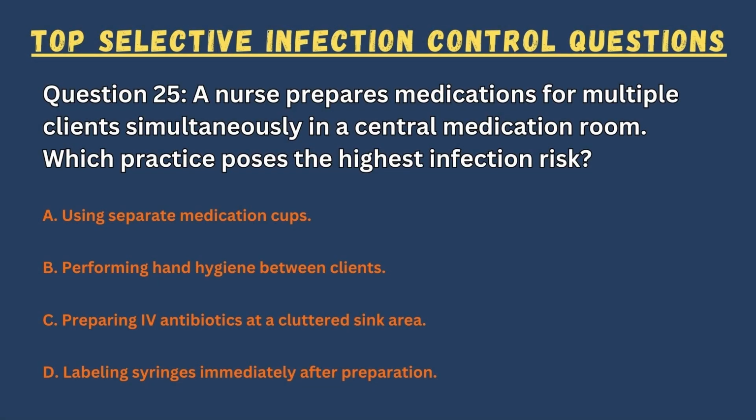Question 25. The nurse prepares medications for multiple clients simultaneously in a central medication room. Which practice poses the highest infection risk? A. Using separate medication cups. B. Performing hand hygiene between clients. C. Preparing IV antibiotics at a cluttered sink area. D. Labeling syringes immediately after preparation.